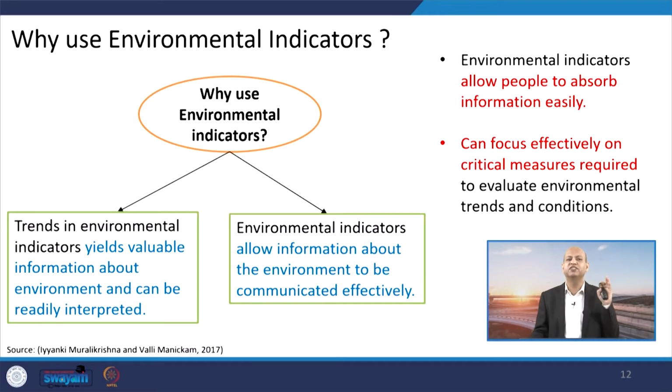So, we have to make them very simple, and it can also focus effectively on critical measures required to evaluate environmental trends and conditions, because when we have to compare the air quality of different cities or different seasons, these indicators help us compare and make decisions very easily and very quickly. Otherwise, you have to go through several complex reports and calculations, which are the part of engineers or scientists, but for laymen and policy makers, the indicators are the real basis when decisions are made.